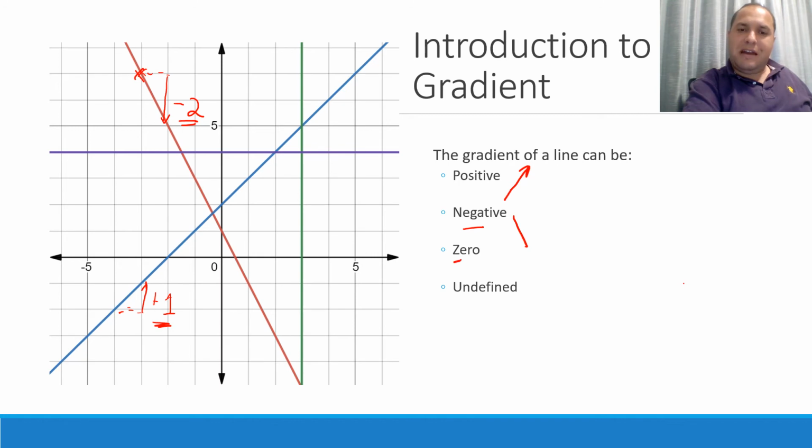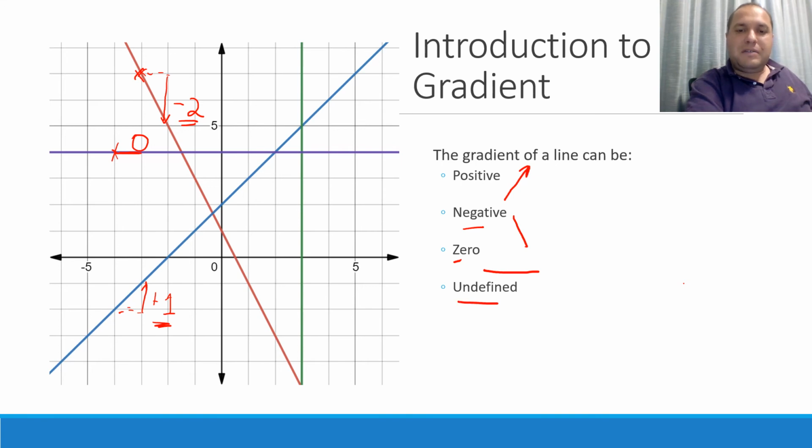Our zero gradient, well, that was just a horizontal flat line, which is our purple one here. If we go 1 square across, well, we don't go up, we don't go down, we just stay where we are. So we go 0 squares up or down. So that means our gradient is 0.